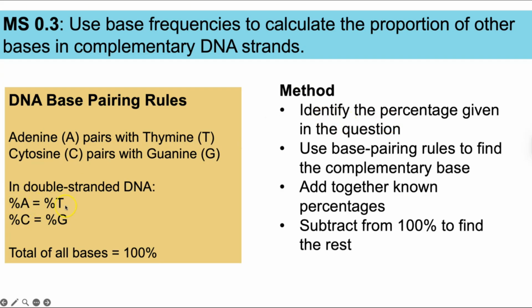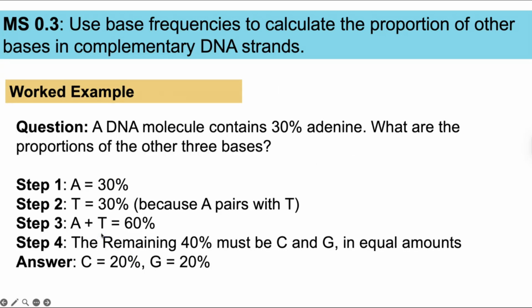So which of these bases do you have the percentage for? Use the base pairing rule to find out the complementary base, and then you would take that away from 100 and then halve the rest between the other bases. But let me just show you an example of that. So we've got a DNA molecule that contains 30% adenine bases. What are the proportions of the other 3 bases?